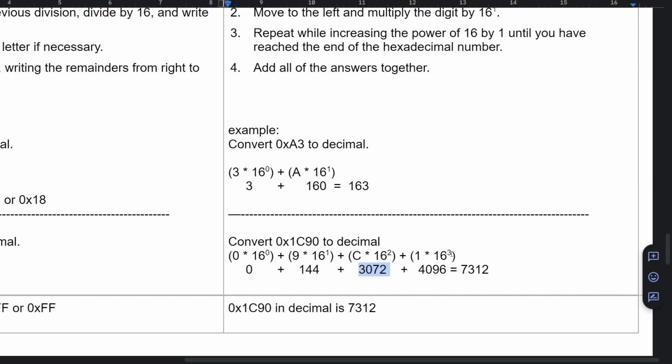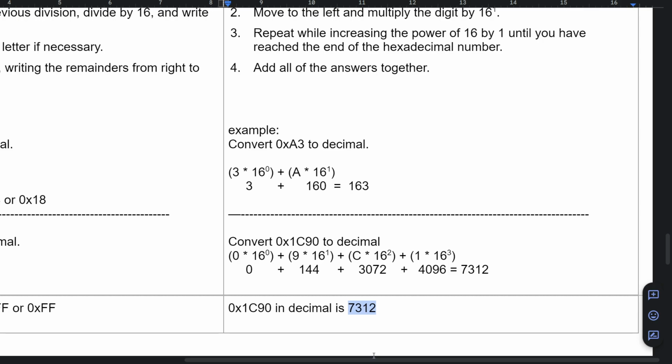And then in the 4,096 place, that's a 1 sitting right there. So we get 4,096, and we take that, add across, and we get 7,312. So this number, 1C90, in decimal, is 7,312.